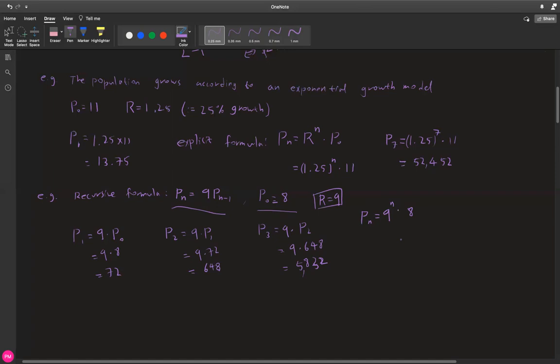So now let's look at an example where the common ratio is not necessarily increasing. So far, when we looked at these two examples, we only looked at the growth. The first example had 25% growth. The second example actually had 800% growth. This is because r is 1 plus the growth rate, and if this is 9, the growth rate is actually 8. So this is 800% growth.